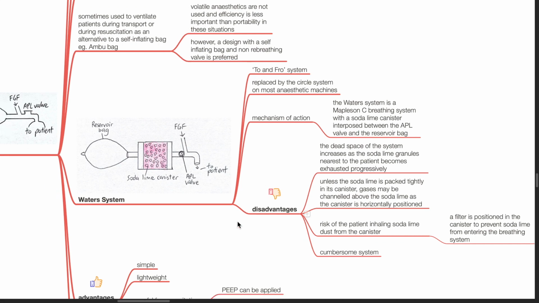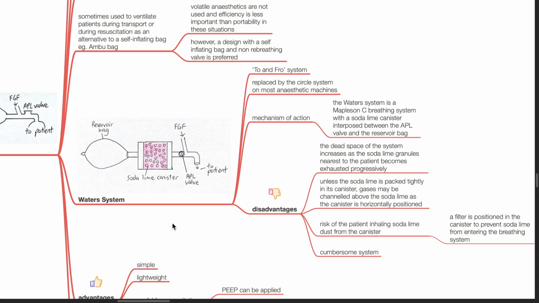The Waters system. Also known as the to-and-fro system, the Waters system has been replaced by the circle system on most anesthetic machines. Mechanism of action. The Waters system is a Mapleson C breathing system with a soda lime canister interposed between the APL valve and the reservoir bag.